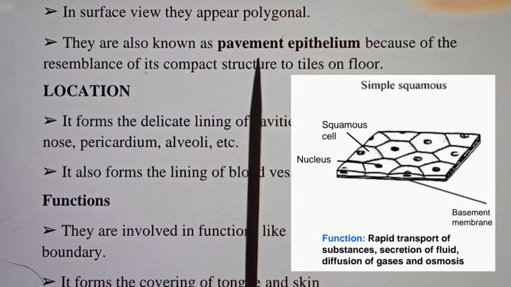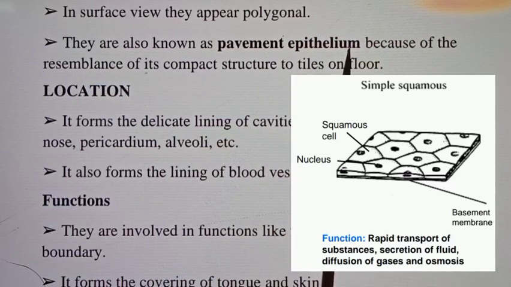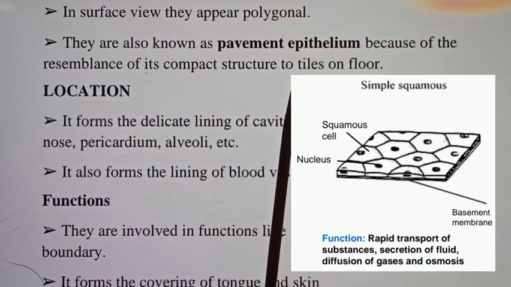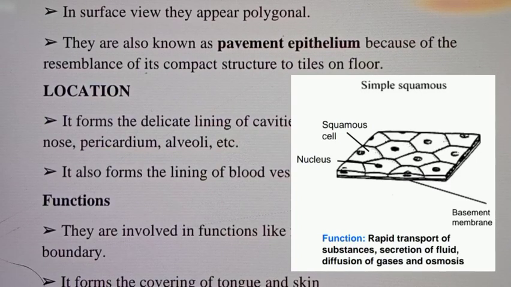Another name of the squamous epithelium is pavement epithelium because of the resemblance of its compact structure to tiles on a floor. As you have seen a tiled floor, you cannot see any gap in between. So it is completely tightly arranged. That gives the resemblance of the compact structure to the tiles on a floor.